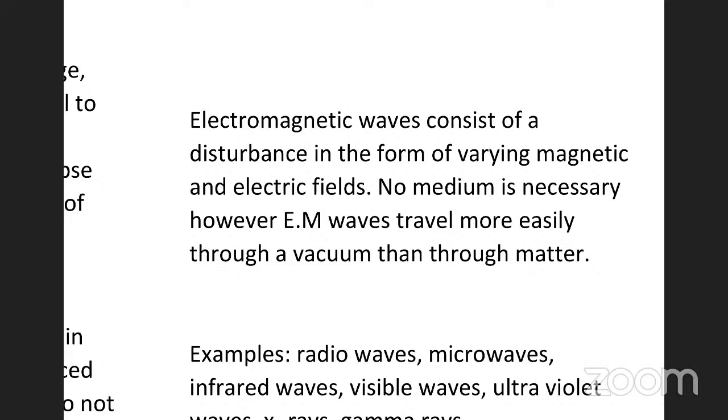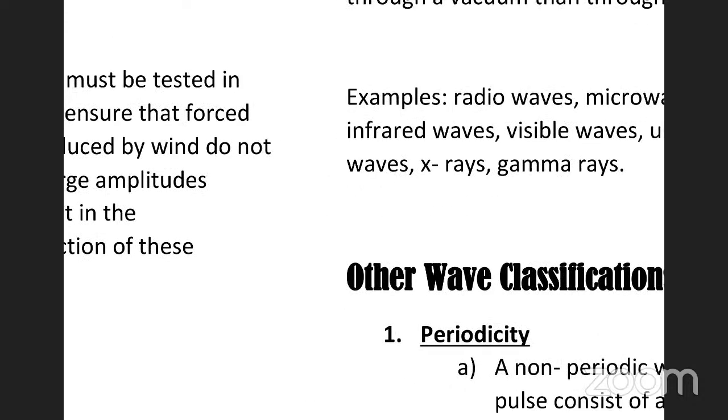Electromagnetic waves, on the other hand, those are the ones we're familiar with, like radio and microwaves and light. They consist of a disturbance in the form of varying magnetic and electric fields. No medium is necessary. However, electromagnetic waves travel more easily through a vacuum than through matter.